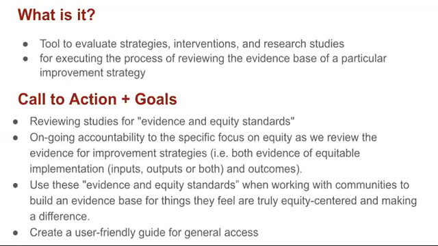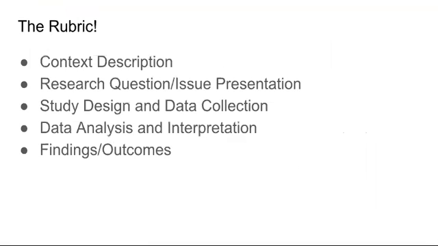Given the basis of our call to action, our goals for the rubric are studies for evidence and equity standards; ongoing accountability to the specific focus on equity as we review the evidence for improvement strategy; use of this evidence and equity standards when working with communities to build an evidence base for things they feel are truly equity centered and making a difference; and finally, to create a user-friendly guide for general access. So let's jump to the rubric itself. On the rubric, there are 5 dimensions, and these are those.